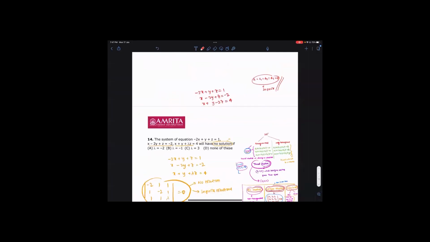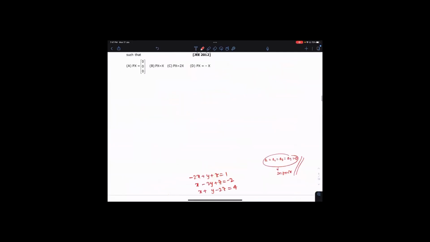The example goes something like this. x plus y plus z equals 1. x plus y plus z equals 2. x plus y plus z equals 3. Now you can say that just by looking, these 3 equations cannot be satisfied simultaneously. Why? If the first equation is satisfied, what is the value of x plus y plus z? 1. Then how can the second equation be satisfied? And how can the third equation be satisfied simultaneously? But for this, if you find delta, delta 1, delta 2, delta 3, all will come 0.